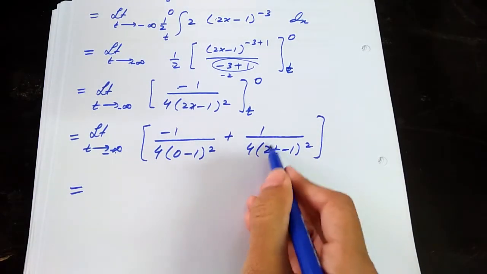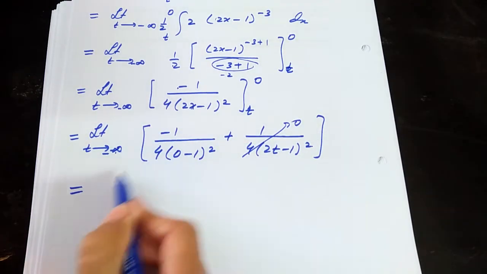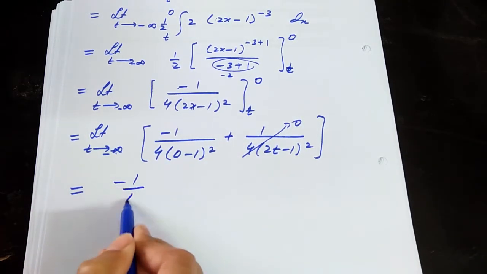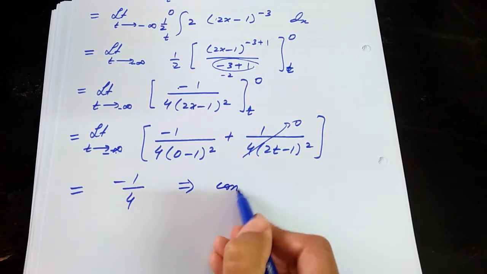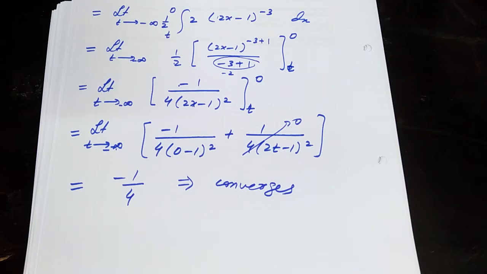If we apply the limit here, this 1 over infinity goes to 0. So we will be left with only this term. From here I will get minus 1 over 4. So it means it converges. So this is the answer for our question number 5.